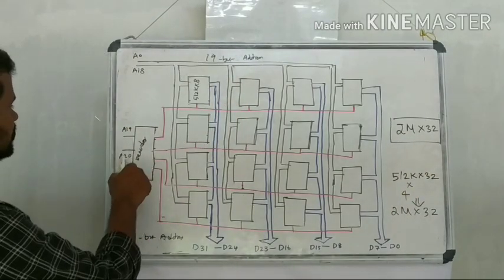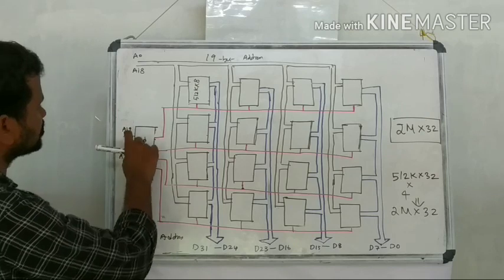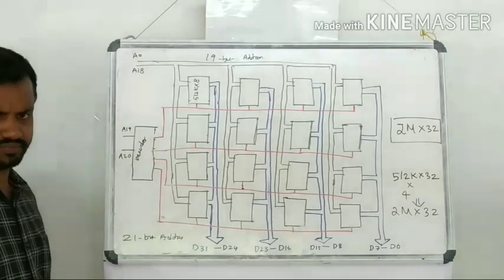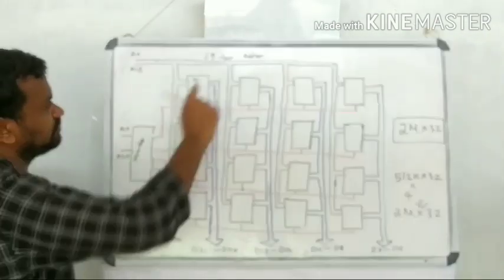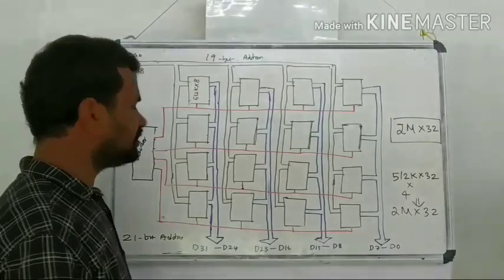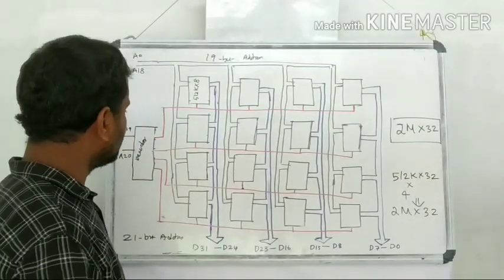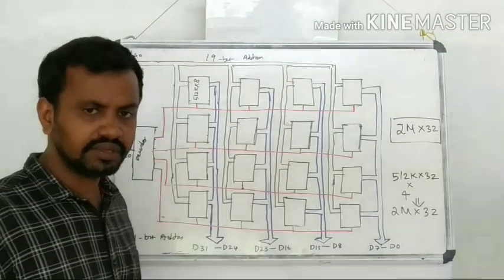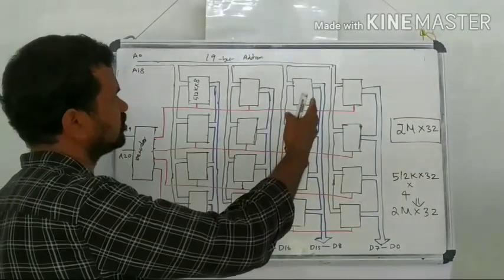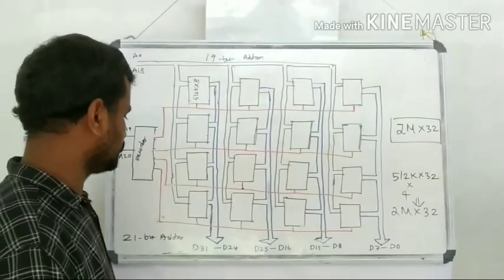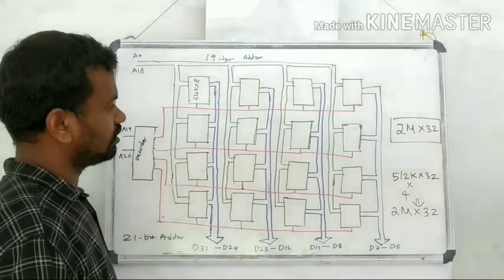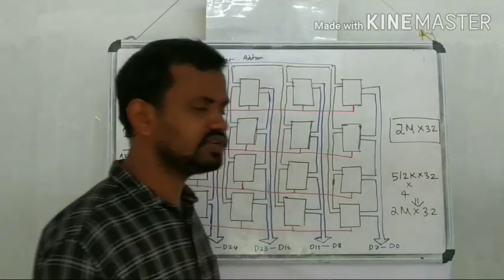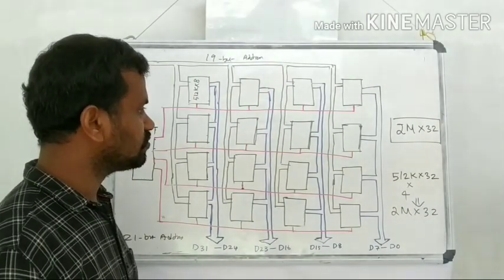These are the most significant 2 bits of our total 21-bit address. 19 bits will be used to select from individual chips, and these 2 bits will be decoded for selecting one row of chips from the 4 rows of memory chips. So in total we will have 512K into 32 into 4, which equals a 2M into 32 memory system.